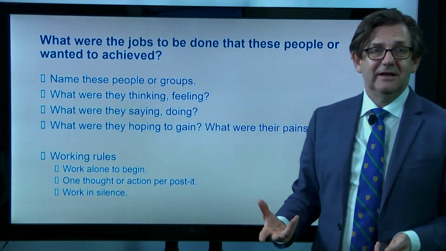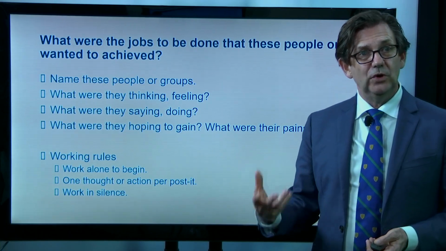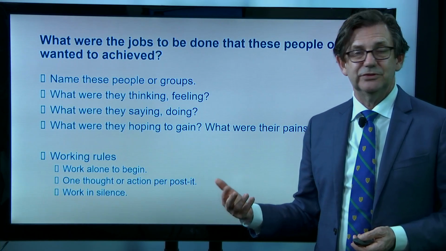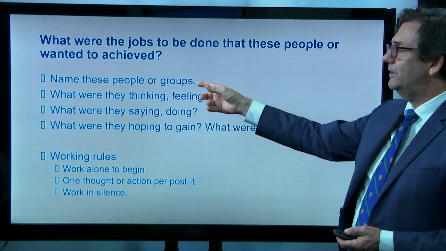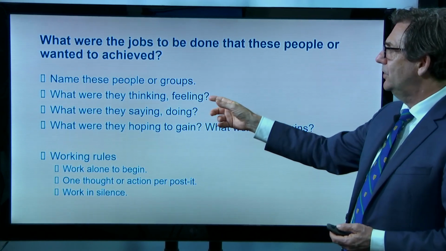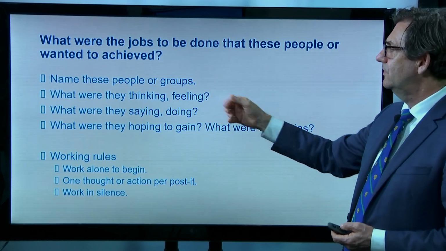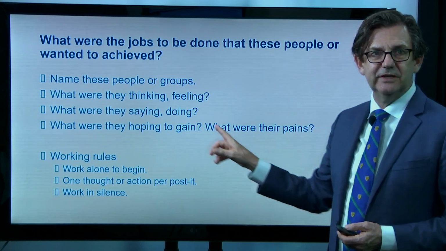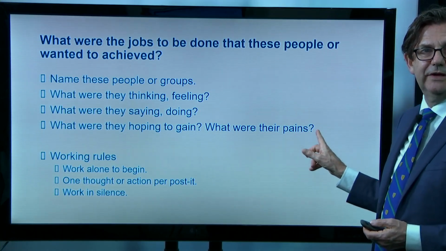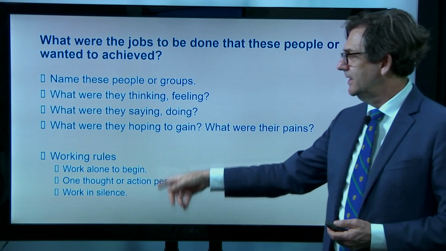Now, we think then what actually were the jobs that these people wanted to achieve. So you want to name the people or the groups, and then we want to go and start thinking about what they were thinking or feeling, what were they saying and doing, and what were they hoping to gain, what were their pains.